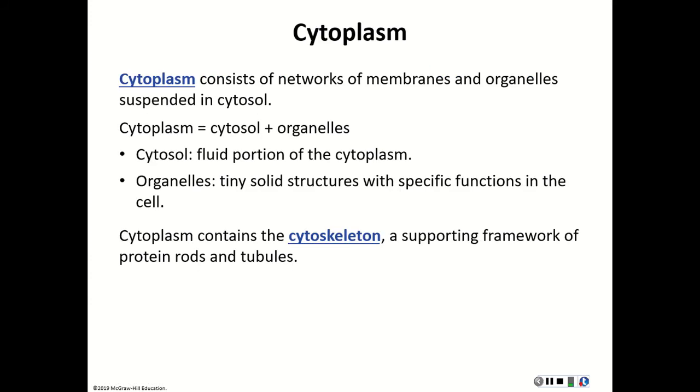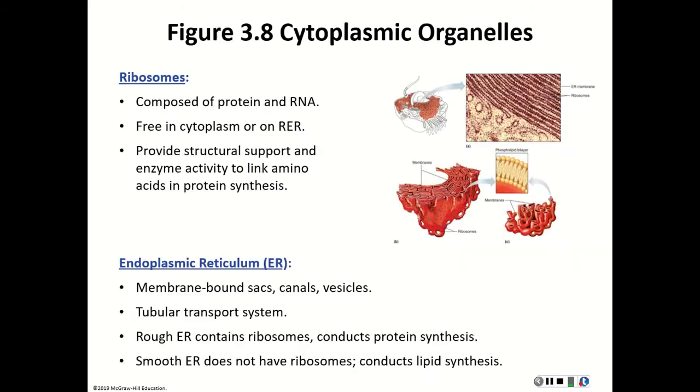Now the cytoplasm is found between the nucleus and the cell membrane. As we said, it contains the cytosol, which is the fluid portion of the cytoplasm, and then the organelles, like the mitochondria, the Golgi apparatus, and so on, that swim within that cytosol. The cytoplasm also has a cytoskeleton, which is a framework of different proteins, rods and tubules that keep all of these organelles in position, and it also keeps the cell membrane, the cell, intact.